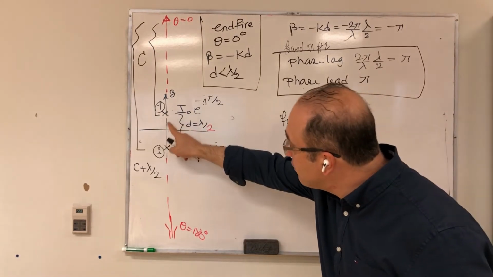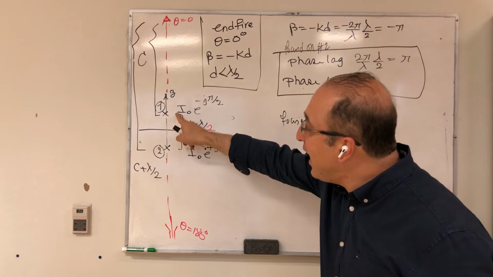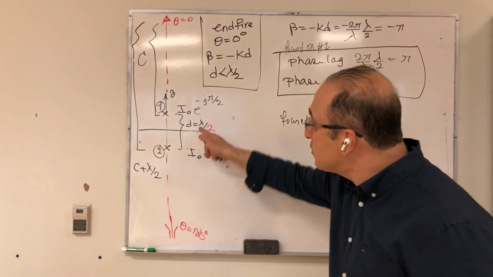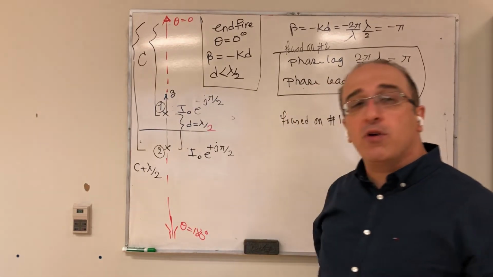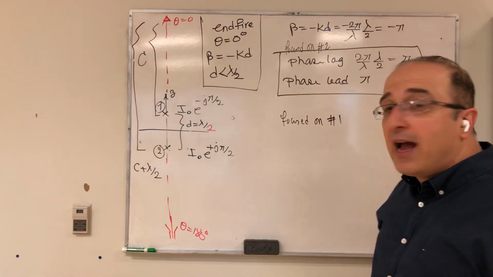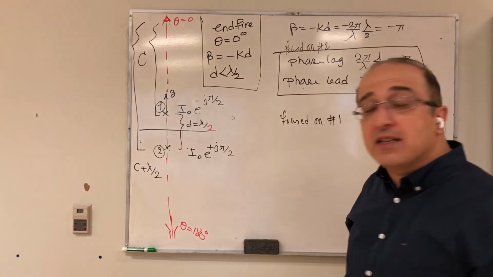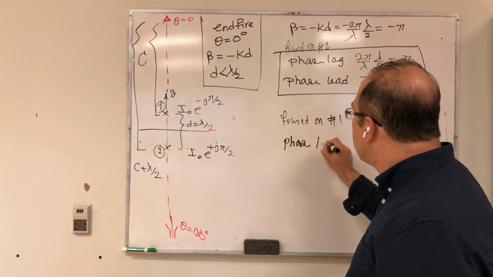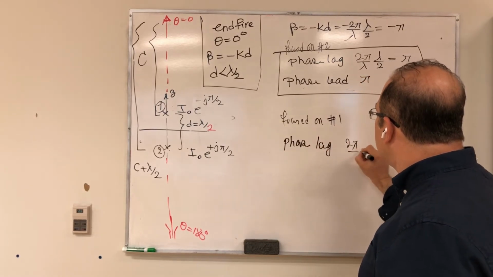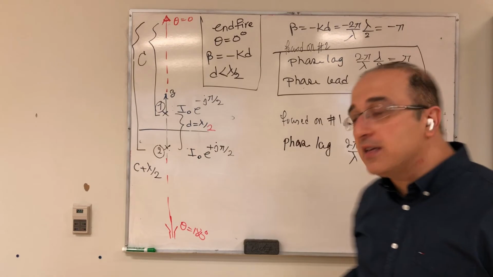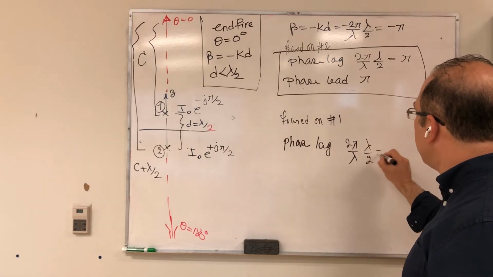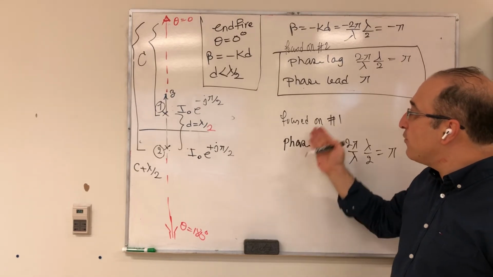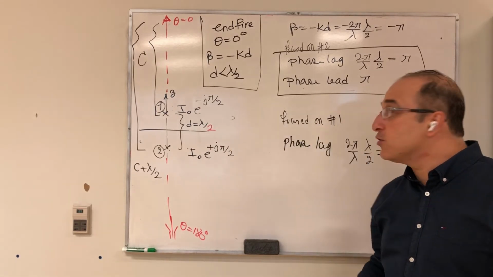Now antenna number 1 needs to travel an extra d, which is lambda divided by 2. Antenna number 1 needs to travel extra to get here compared to antenna number 2. Because of this extra traveling, it's going to get a phase lag. So what is the phase lag? It's going to be 2 pi over lambda times the extra distance, which is lambda divided by 2, and it's going to be pi. So that's the phase lag of antenna 1 with respect to antenna 2.